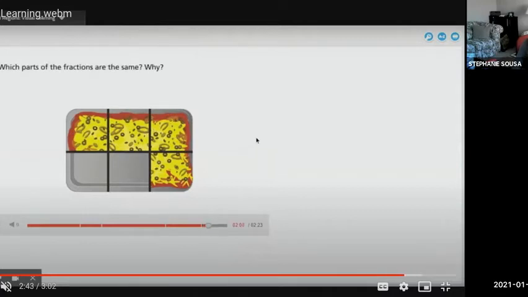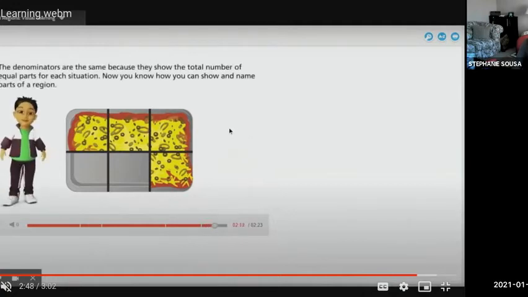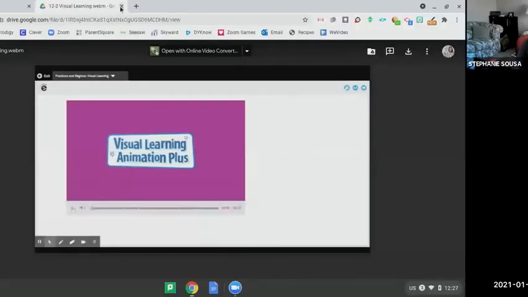What part of the fraction stays the same and why? The denominators are the same because they show the total number of equal parts for the situation. So in our example where we were talking about what was missing, 2 sixths. How many are left? 4 sixths. So that denominator stays the same. Okay, there we go. Not bad for narration of a video that you can't hear.